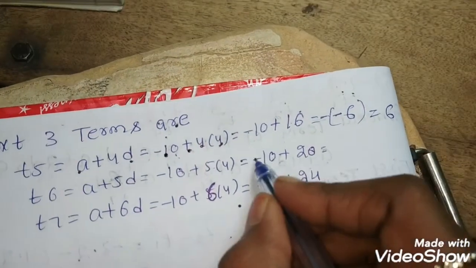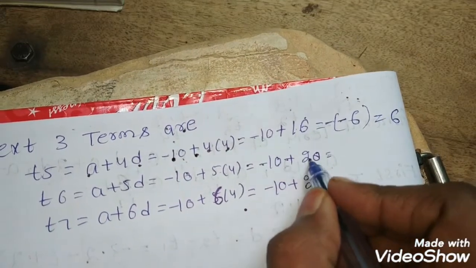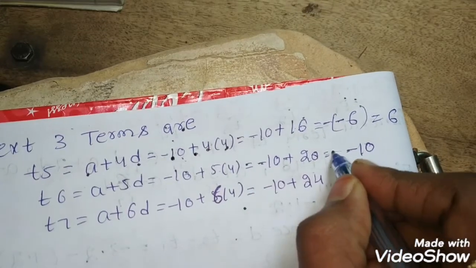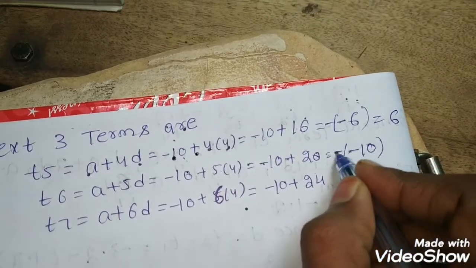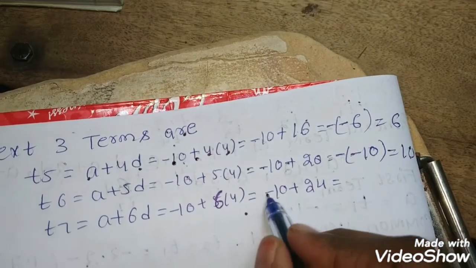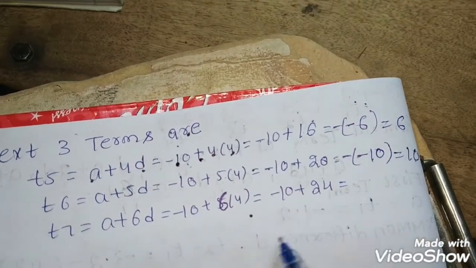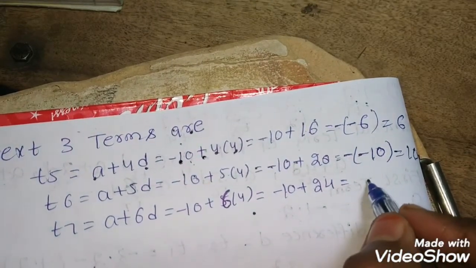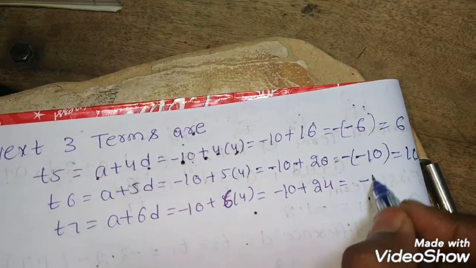What do we get here? Minus into plus is minus. 10 minus 20 we get minus 10, and the remaining minus in front of 10, that is, we get minus into minus plus 10. This is our solution. And again minus into plus is minus. 10 minus 24, what do we get here? 10 minus 24 is minus 14.